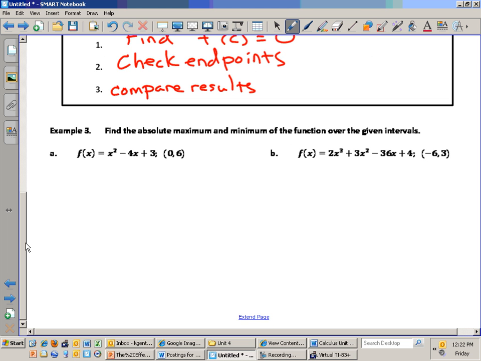So we have this graph, x squared minus 4x plus 3. What shape is that going to be? It's going to be a parabola, and we want to find the absolute maximum and minimum over the given interval, 0 to 6. So the first thing I do is look for a local min or local max. In order to find that, I do f prime of x equals 2x minus 4. And I set that equal to 0 and solve it. What's x equal to? 2.